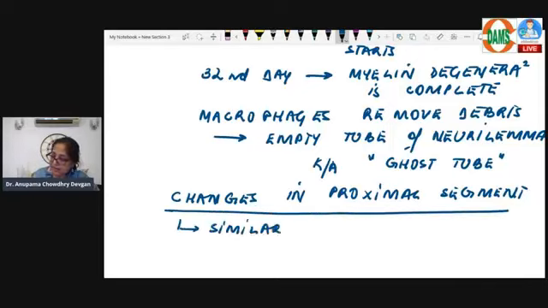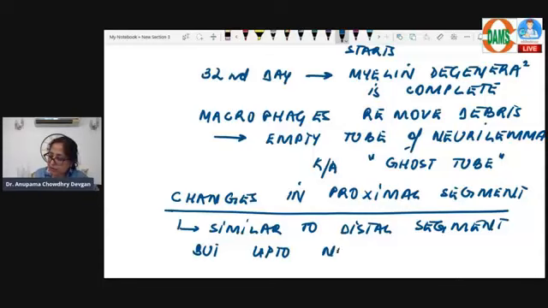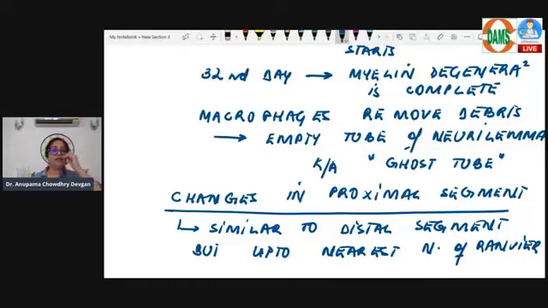They are similar to the distal segment, but up to the nearest node of Ranvier. Nearest node of Ranvier means nearest to the site of injury. These are going to be similar to the distal segment, but up to the nearest node of Ranvier.